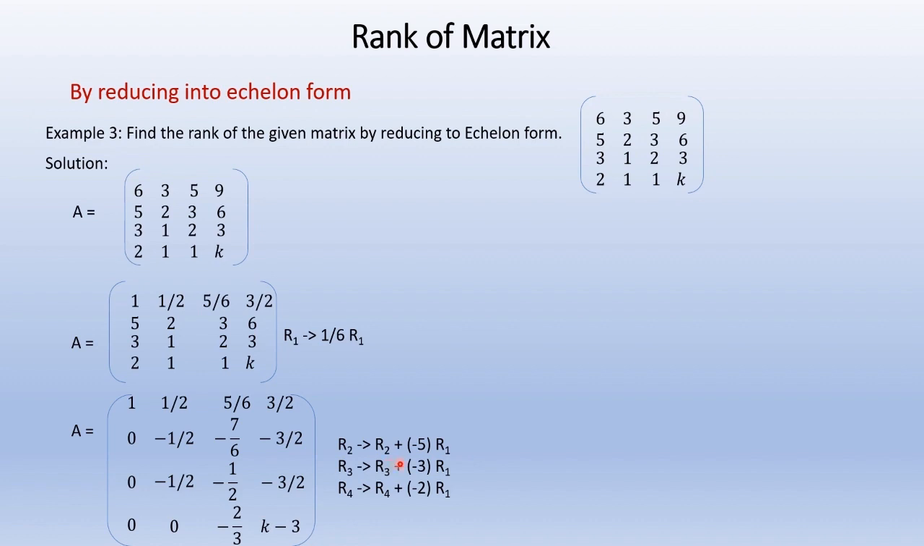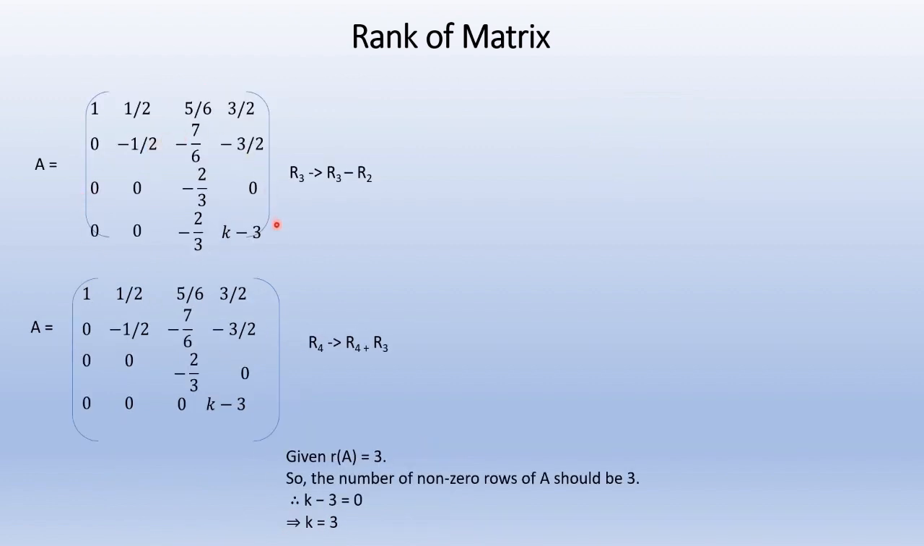R2 is transformed by adding minus 5 times R1 to R2. R3 is transformed by adding minus 3 times R1 to R3. R4 is transformed by adding minus 2 times R1 to R4. We get this: we got 0 in all these positions.